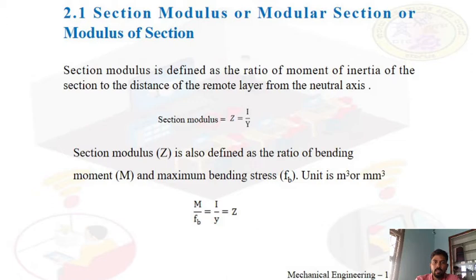bending moment M and the maximum bending stress Fb, and the unit of section modulus is meter cube or mm cube. So you can see the formula: the bending moment M by the bending stress is also section modulus, and the moment of inertia I by the distance of the remote layer from the neutral axis y is also section modulus. Finally, mathematically, M by Fb is equal to I by y is equal to Z, that is section modulus.